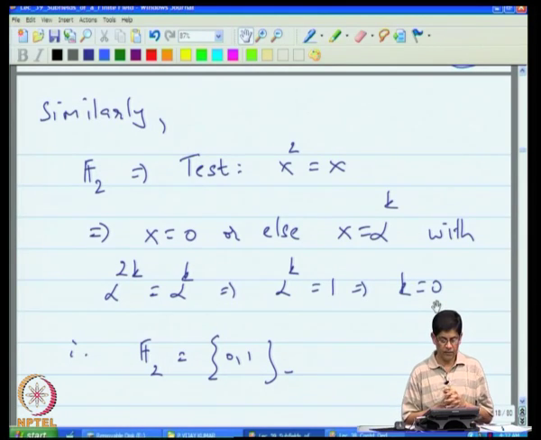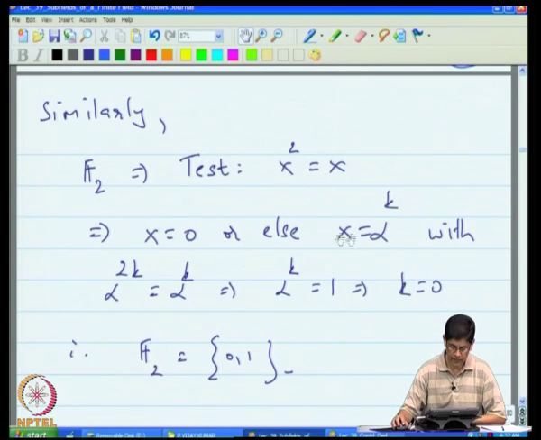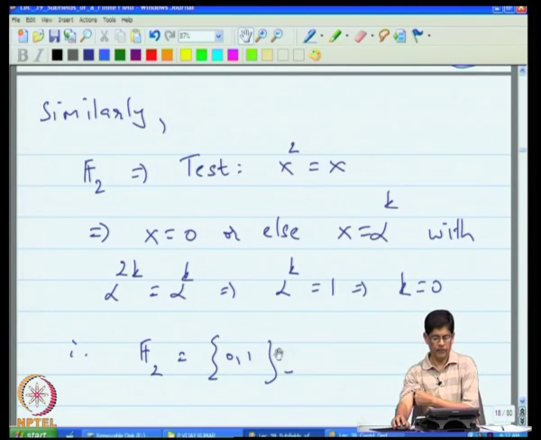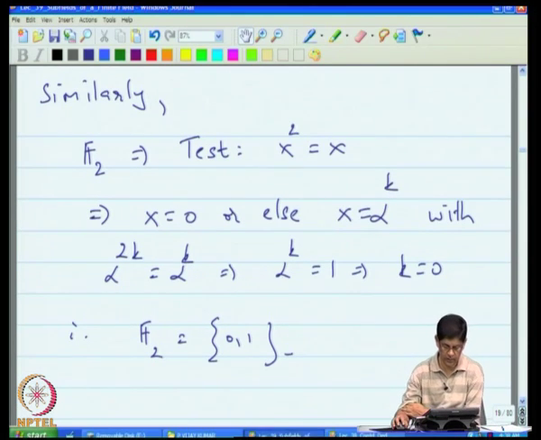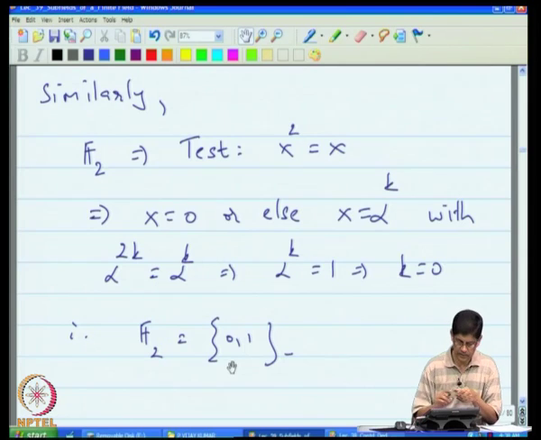Okay. Therefore, the elements in the subfield F2 are precisely those corresponding to x equal to 0 and the element x equal to alpha to the k with k equal to 0. So, 0 and 1 are the only two elements in the subfield. So, this is just verification, because after all we already knew that these two elements were in the subfield.